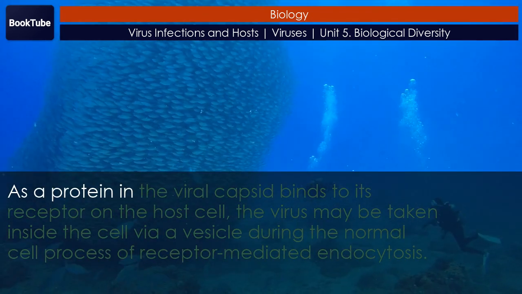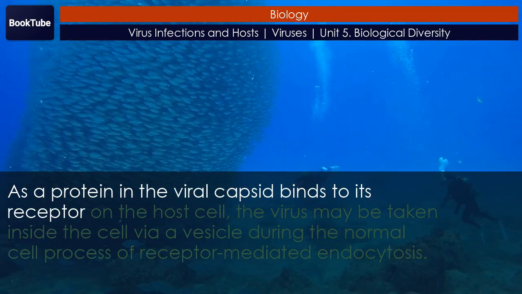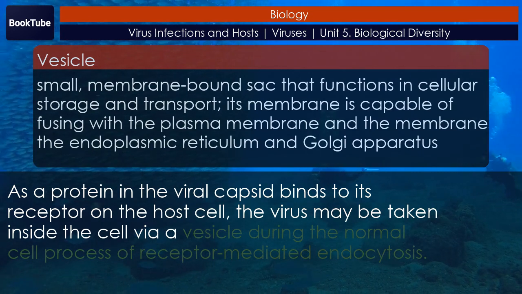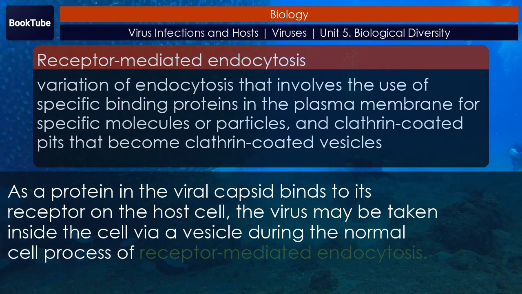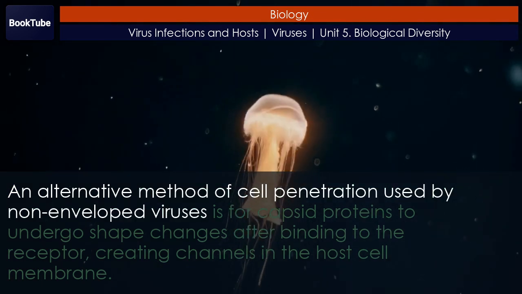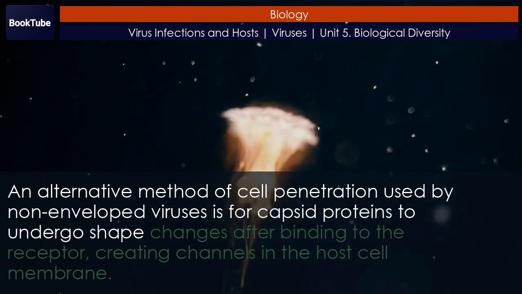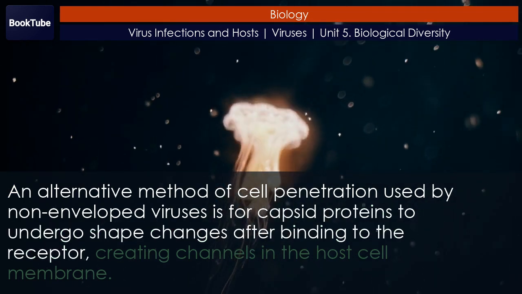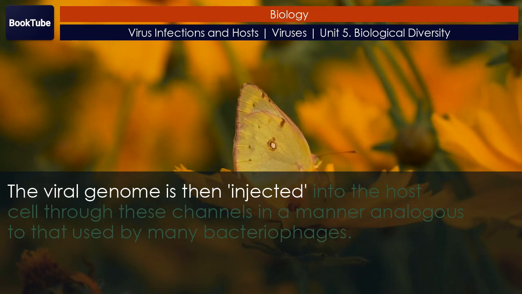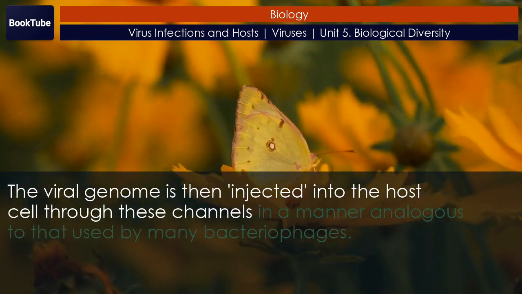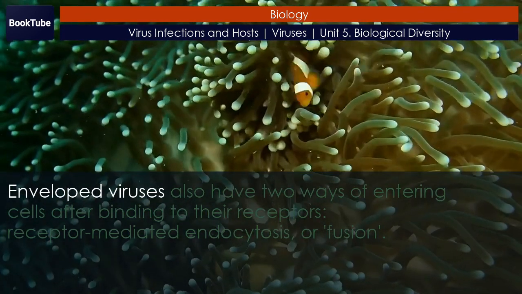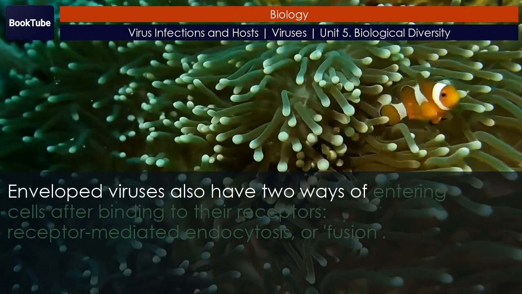As a protein in the viral capsid binds to its receptor on the host cell, the virus may be taken inside the cell via a vesicle during the normal cell process of receptor-mediated endocytosis. An alternative method of cell penetration used by non-enveloped viruses is for capsid proteins to undergo shape changes after binding to the receptor, creating channels in the host cell membrane. The viral genome is then injected into the host cell through these channels in a manner analogous to that used by many bacteriophages.